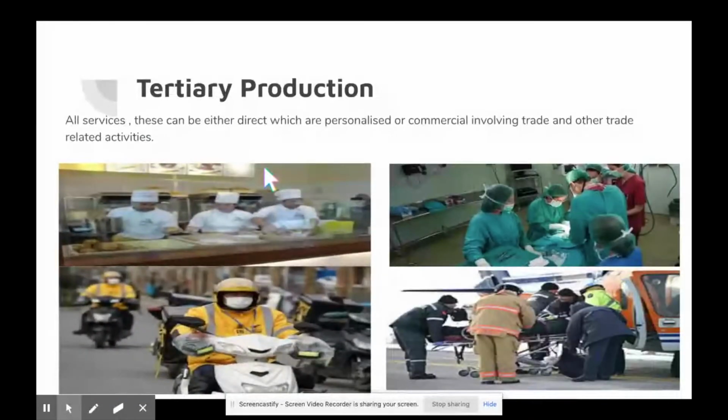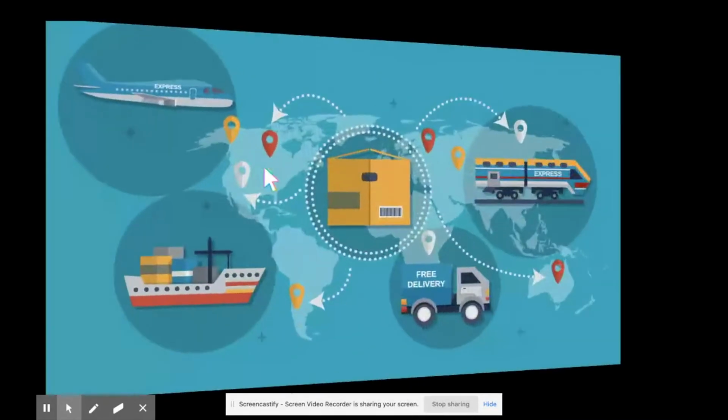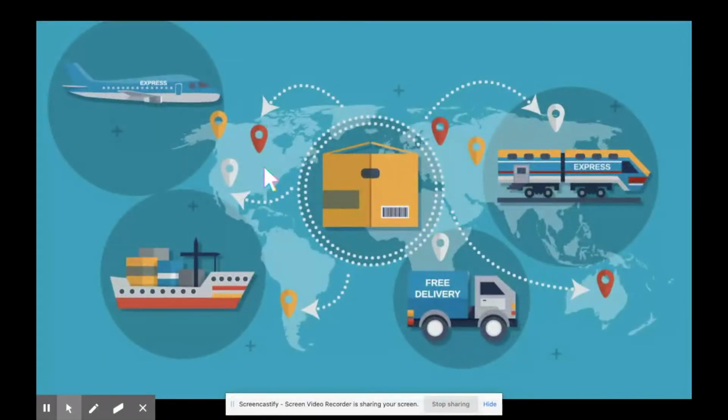Now we go to tertiary production. This is the final stage of production. All the services are classified as tertiary production. These can be grouped into direct services, which are personalized services, and commercial services involving trade and other activities related to trade. So serving the fish in a restaurant and transporting the fish are part of tertiary production.